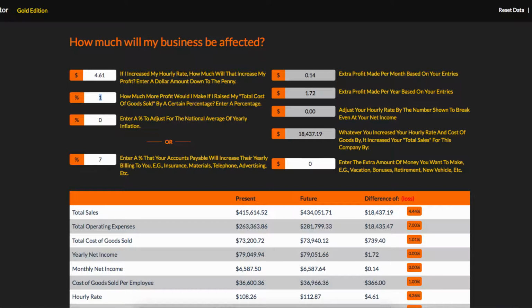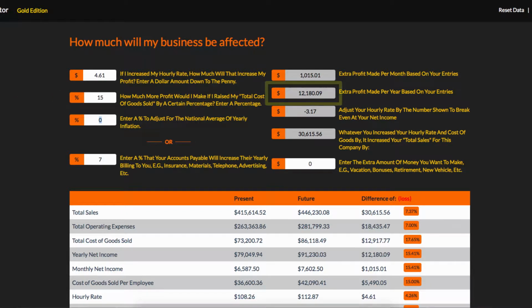So our next option is to either raise our hourly rate or increase our cost of goods sold to customers in order to maintain our yearly profit. So let's raise our percentage of the cost of goods sold to 5% and we'll see what number we come up with. As we can see, we made an extra $3,000 in profit. Let's bump it up to 15% and see what we get.